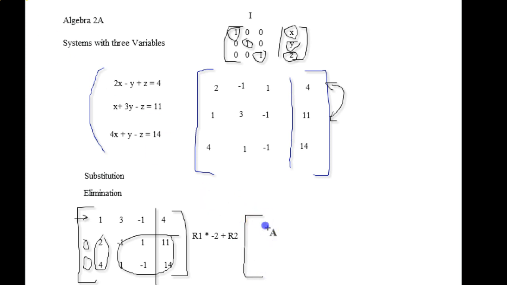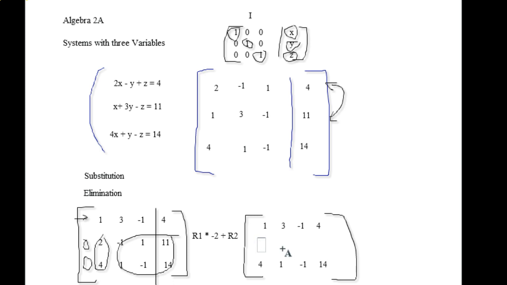Okay, so what's going to happen is the first row does not change. So 1, 3, -1, 4. Okay, the bottom row does not change because we're not doing anything with it. 4, 1, -1, 14. Okay. Alright? Now the second row does change.